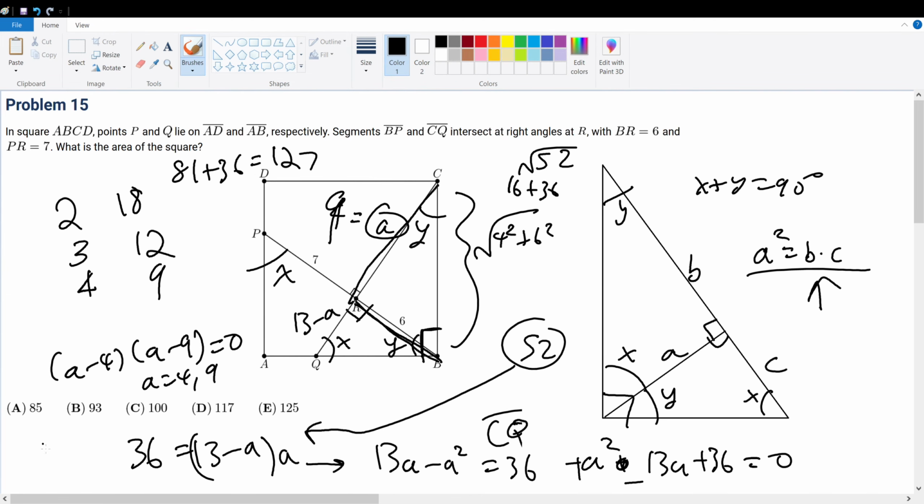Hold on, why is it not working? 16 plus 36, it's 52. Oh wait, that should work, right? Because a is 4, so 16 plus 36 is 52. Okay, let's try 9. 81 plus 36, so 117. Whoops, I did the arithmetic wrong. That's 117. Oops, sorry that took so long to find. But that's the square root of it, so you square it, which becomes 117, bringing you to answer choice D.